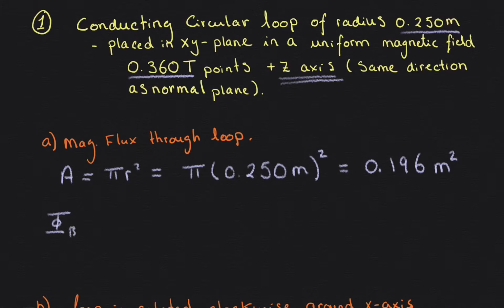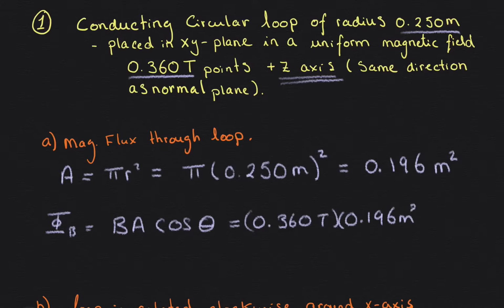The magnetic flux is B A cosine theta. So here my value of the magnetic field is 0.360 Tesla multiplied by A, so 0.196 meters squared, multiplied by cosine of my angle. In this case, the magnetic field is pointing in the same direction as the normal, so we have our angle theta to be 0, and therefore cosine of 0 is simply 1.